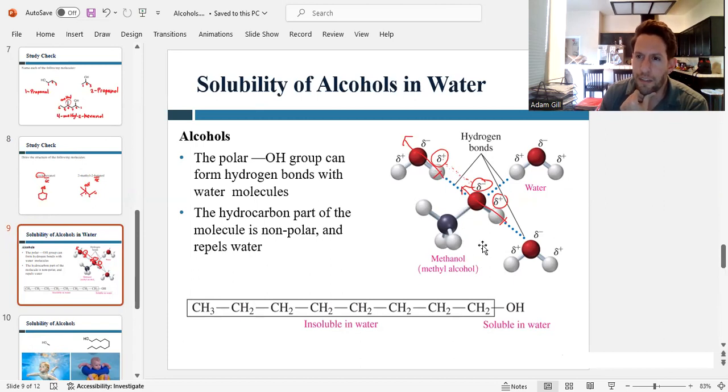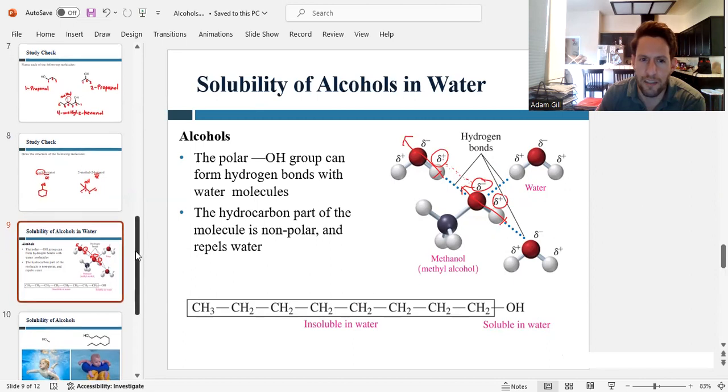Now, it becomes a problem when there are a lot of carbons in your alcohol molecule. So hydrocarbons are nonpolar. They can't hydrogen bond. And so if we had something like this big molecule down here, the tail, if you will, is nonpolar and repels water because it can't hydrogen bond. So even though you have the OH that wants to dissolve in water, the tail stops it.